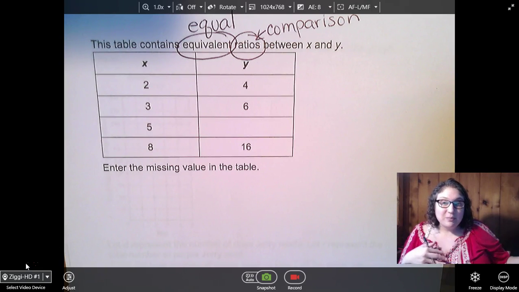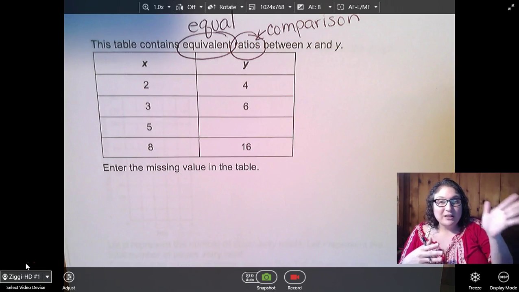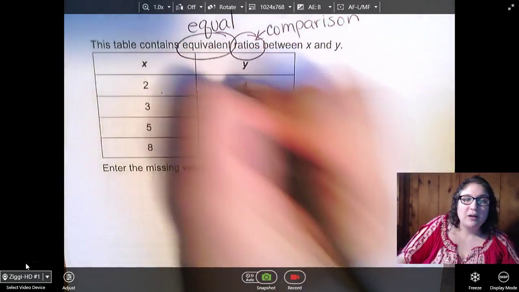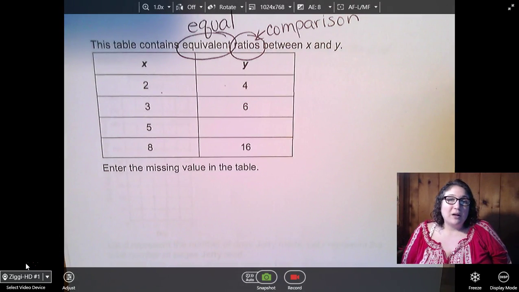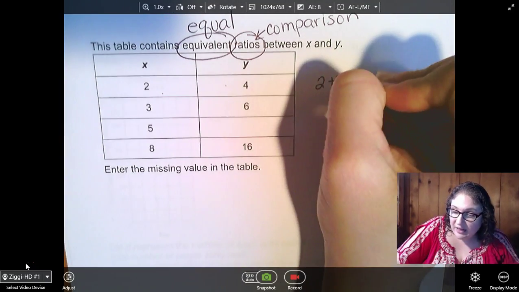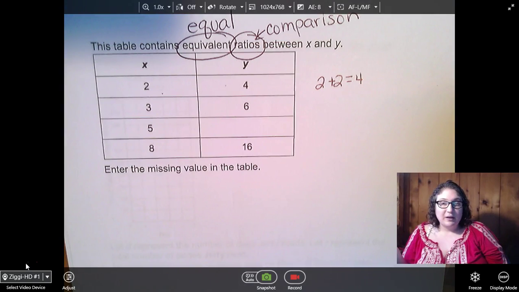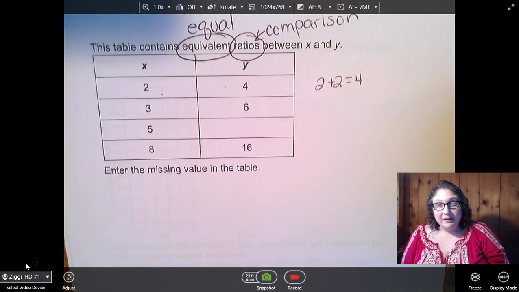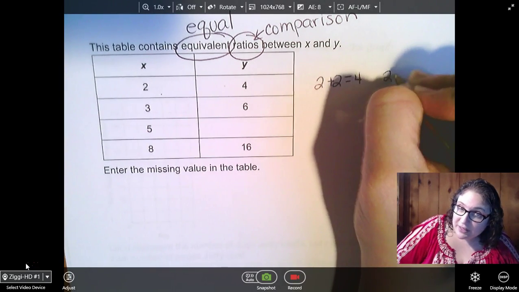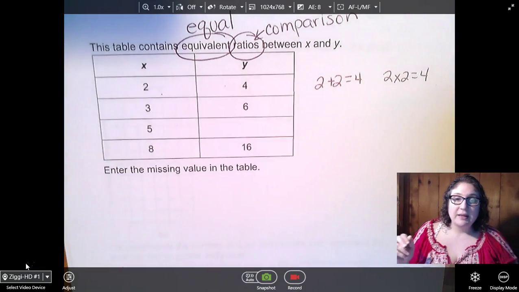Now, some students like to multiply, some students like to divide. I'm going to start with X and I'm going to try to figure out what I need to do to get to Y. So if I start at 2, how can I possibly get to 4? Well, there's two ways, right? One way is to do 2 plus 2, and that will get us to 4, okay? The other way is to what? Multiply. So I also know that 2 times 2 can get me to 4.